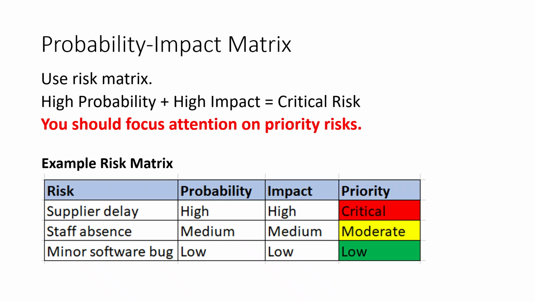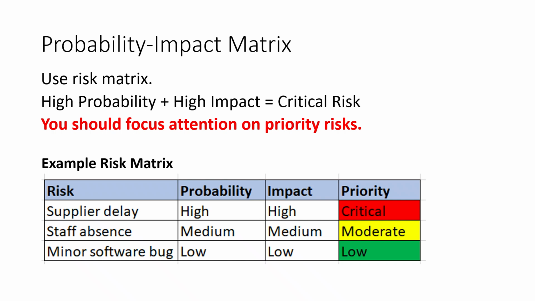This slide shows how the probability impact matrix helps us prioritize risks more clearly. This is one of the simplest and most practical tools used in risk analysis. The idea is straightforward. We assess each risk based on two things: its probability, meaning how likely it is to occur, and its impact, meaning how serious the effect will be if it happens.